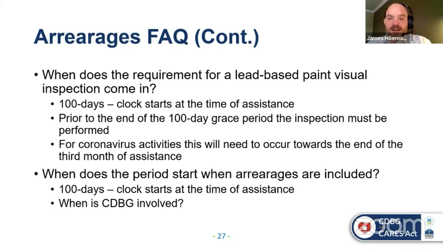So you need to have that visual inspection done at that point in order to continue assisting them with CDBG funds. That's good in a sense, because you don't have to worry about whatever period you're covering in the arrearages aspect of that, and you know that the clock starts at that point.